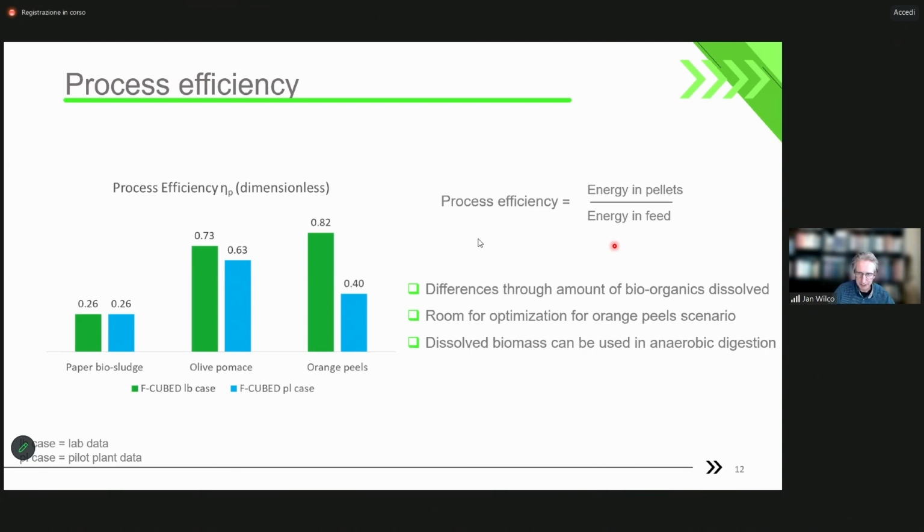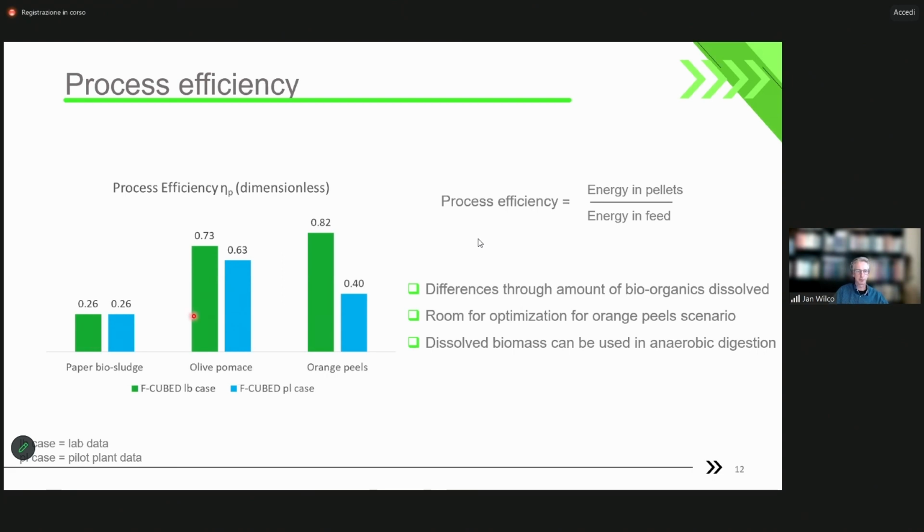Well, this is then the process efficiency, and as I said, the process efficiency is defined as how much energy is contained in the pellets relative to how much energy is contained in the feed, and the feed is on a dry basis. Here we have the three scenarios of the feedstocks, and then for the lab case LB, and for the pilot case data PL. And we see that the lowest is for paper biosludge. This is because a lot of organics go into solution, so we have relatively little contained in our biopellets.